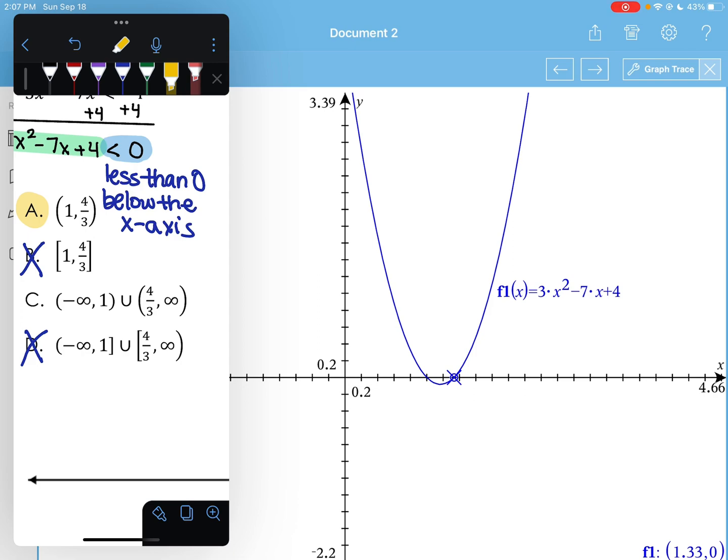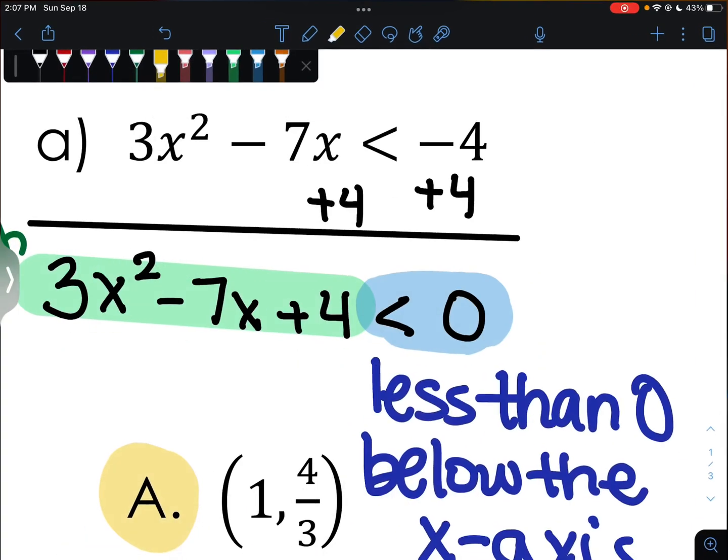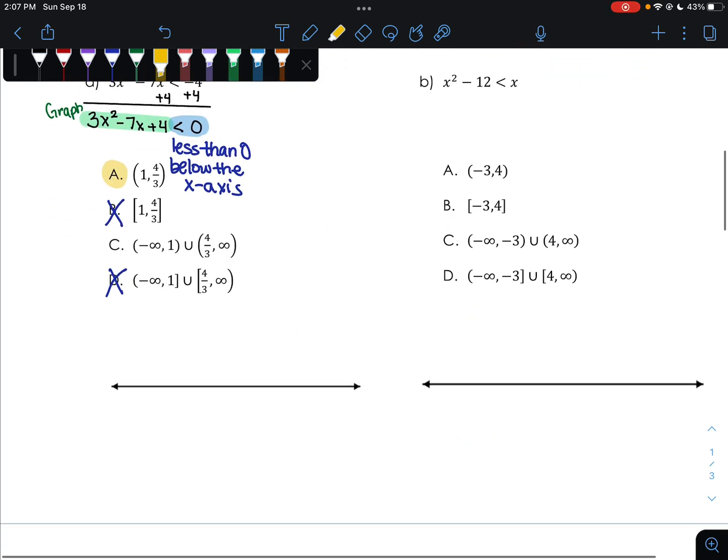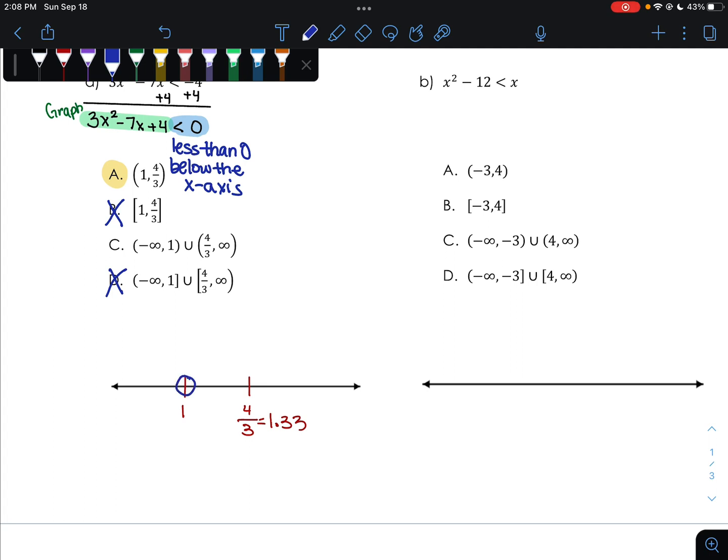So now we need to graph this on a number line. We start by putting our zeros or our critical points on there. We have 1, we have 4/3, which is the same thing as 1.33 that we got on our calculator. Because there's no line, we have an open circle. And we want to shade the area between 1 and 4/3, which is this right here. And that is it. That's our answer.